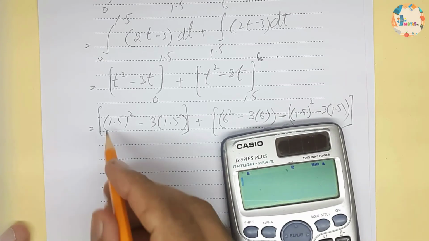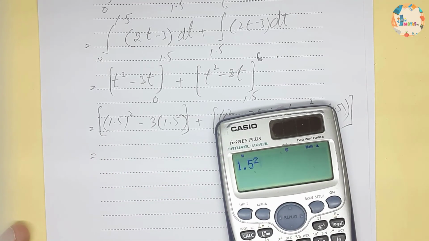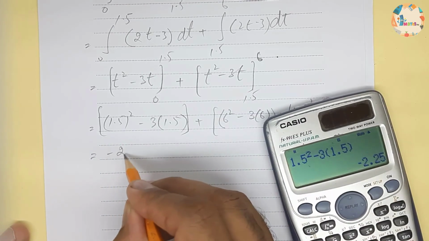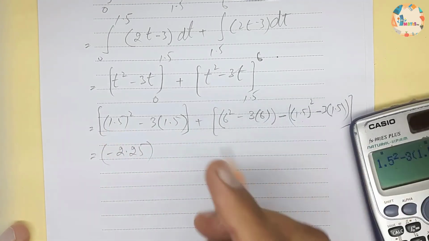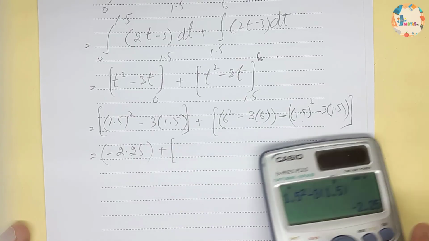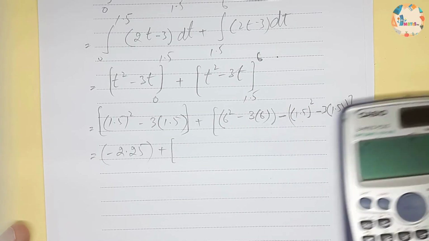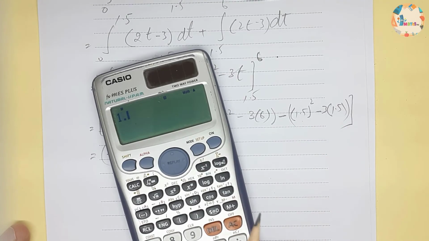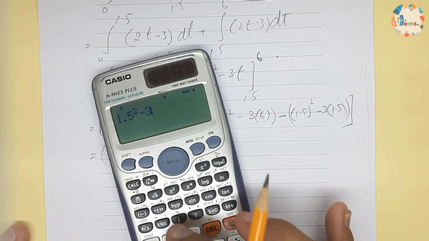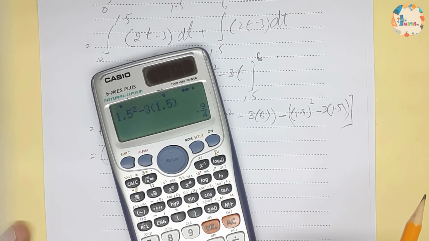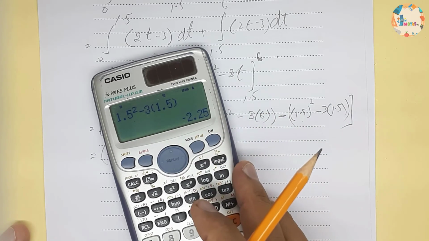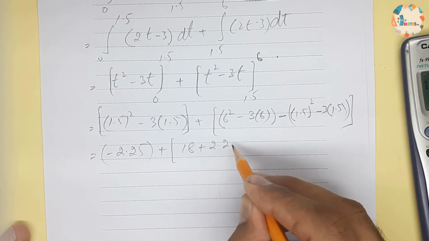Now we have to simplify this. 1.5 squared minus 3 into 1.5 will be equal to minus 2.25, which is the portion I've done, and plus, I'll maintain the brackets. This will be 36 minus 18, so this portion will be 18. Then I'm solving the inner portion, 1.5 squared minus 3 into 1.5, which is equal to minus 2.25, and this minus will be multiplied by the outer minus, and it will be plus 2.25.